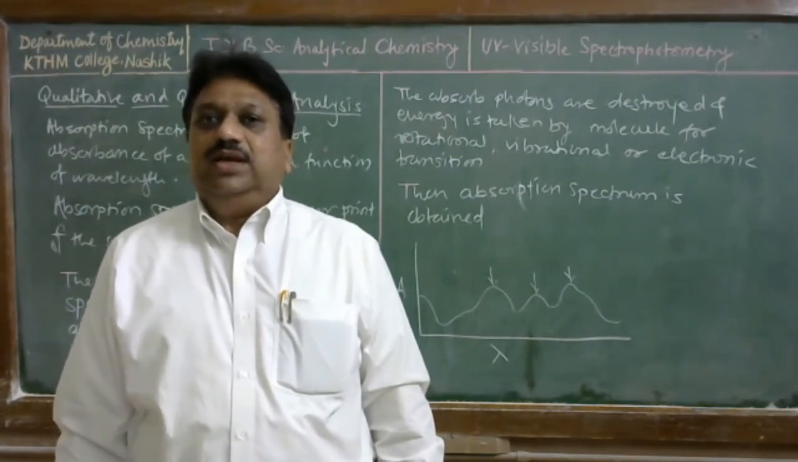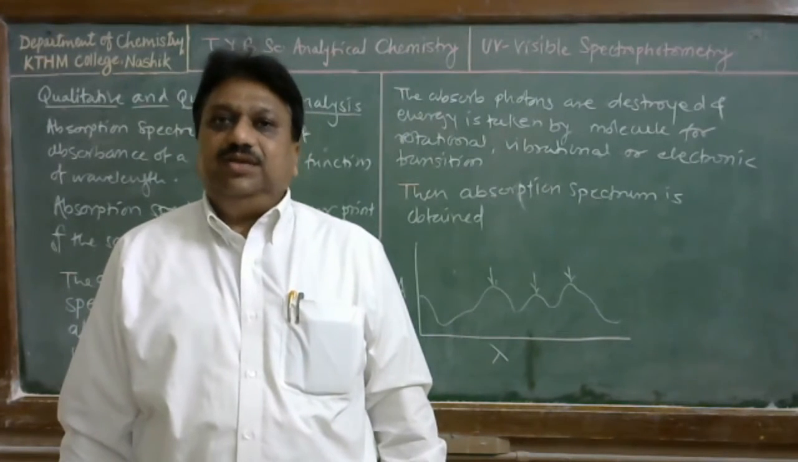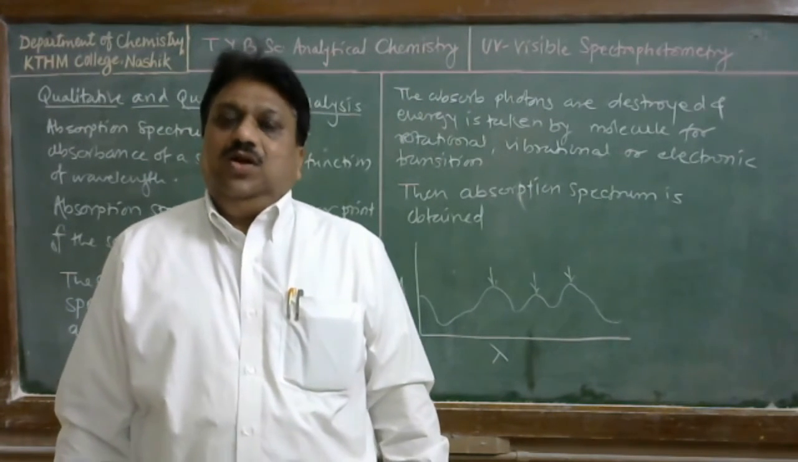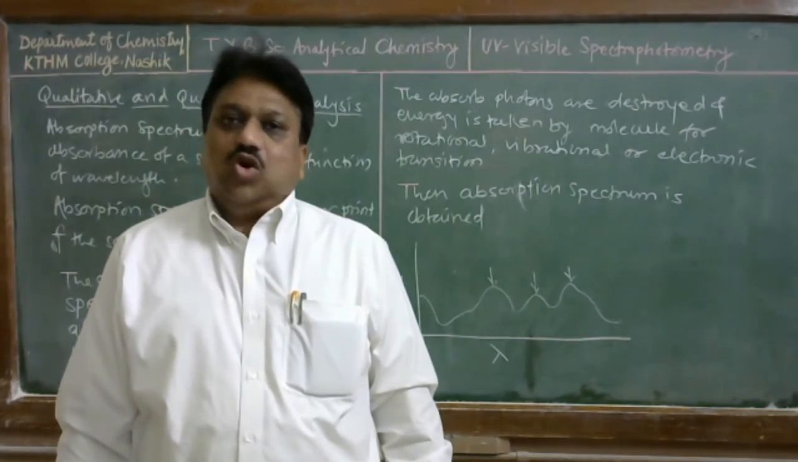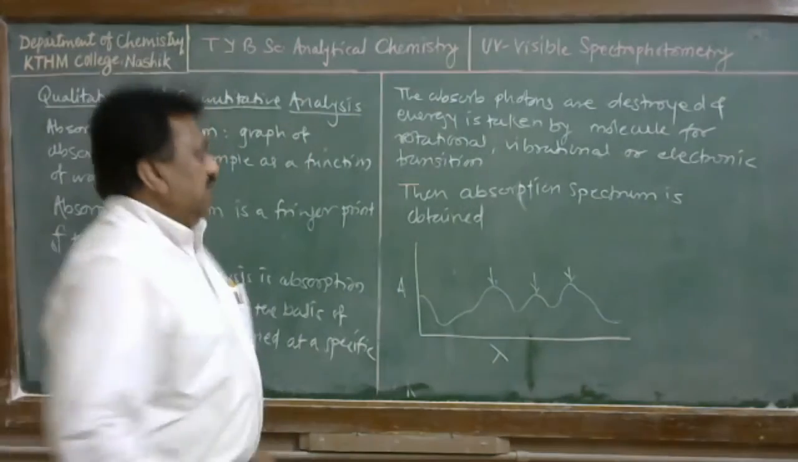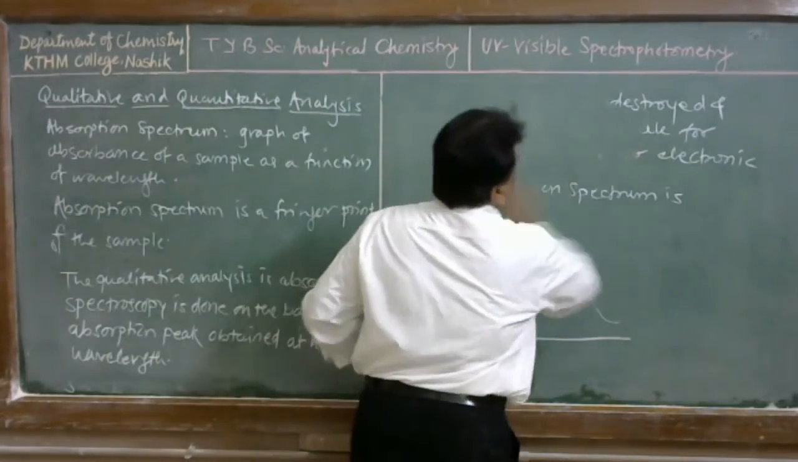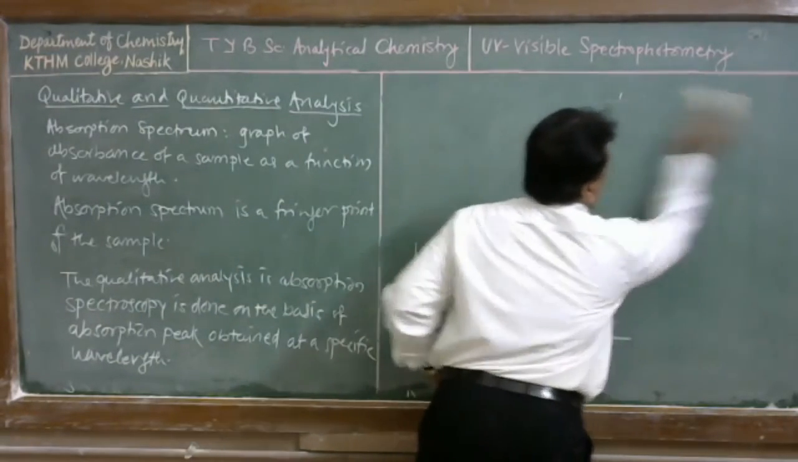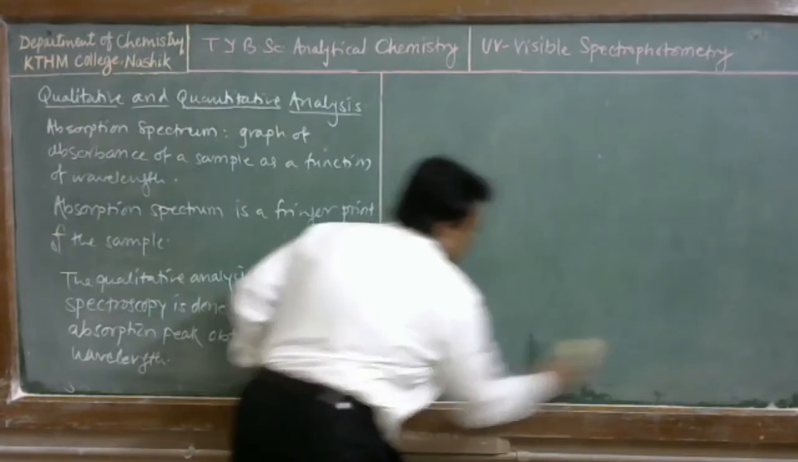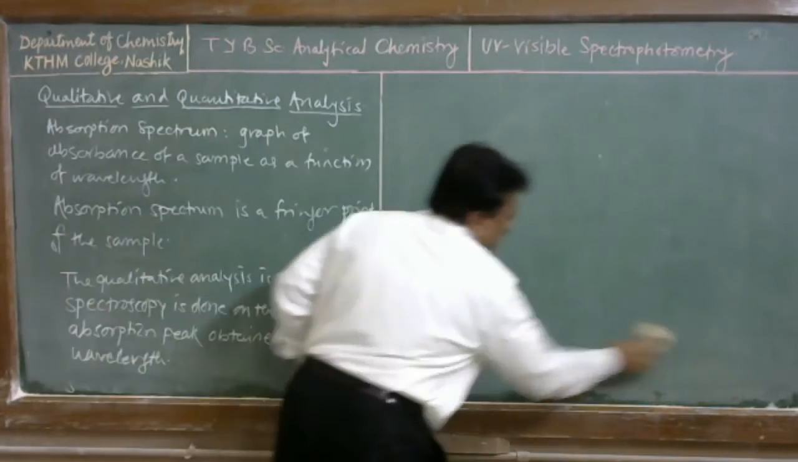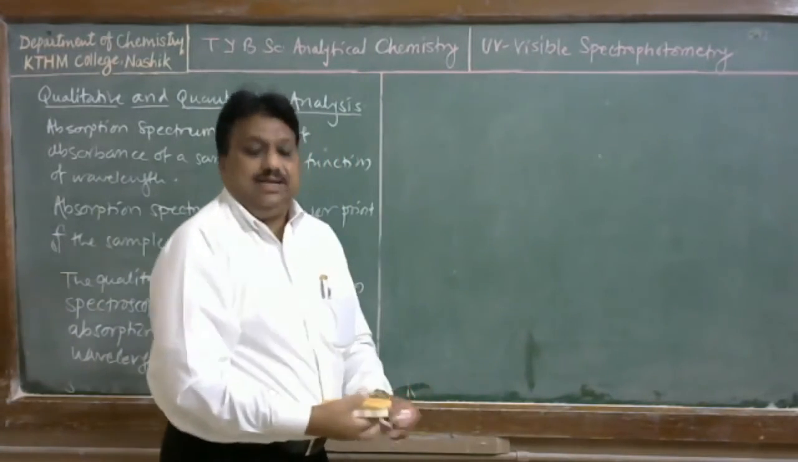Student, now we discuss how electromagnetic radiations are absorbed by the sample and how those are utilized for electronic excitation in molecular species on the basis of molecular orbital theory. We know that when any molecule is formed, it is formed by the combination of two or more atoms.